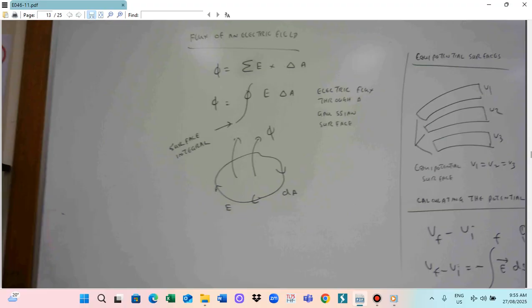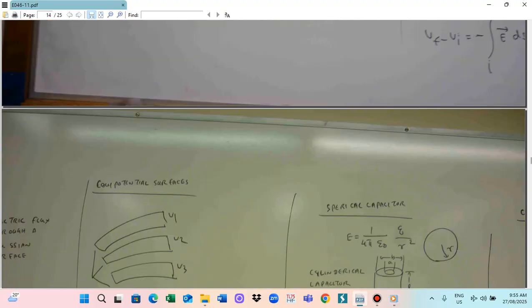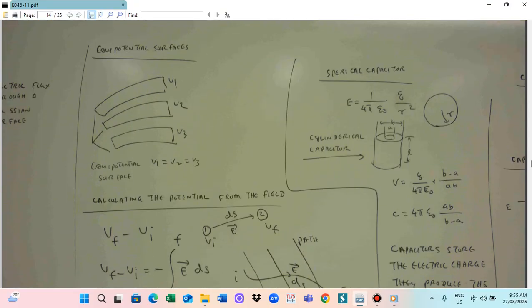Equipotential surface. Those surfaces that give the equal potential. So this is surface 1, surface 2, surface 3. They are called equipotential. So this is V1, V2, V3, where V1 equals V2 equals V3. Surfaces 1, 2, 3 are the equipotential surfaces. For all the surfaces with equal potential, the voltages are equal, so we call this the equipotential surface.